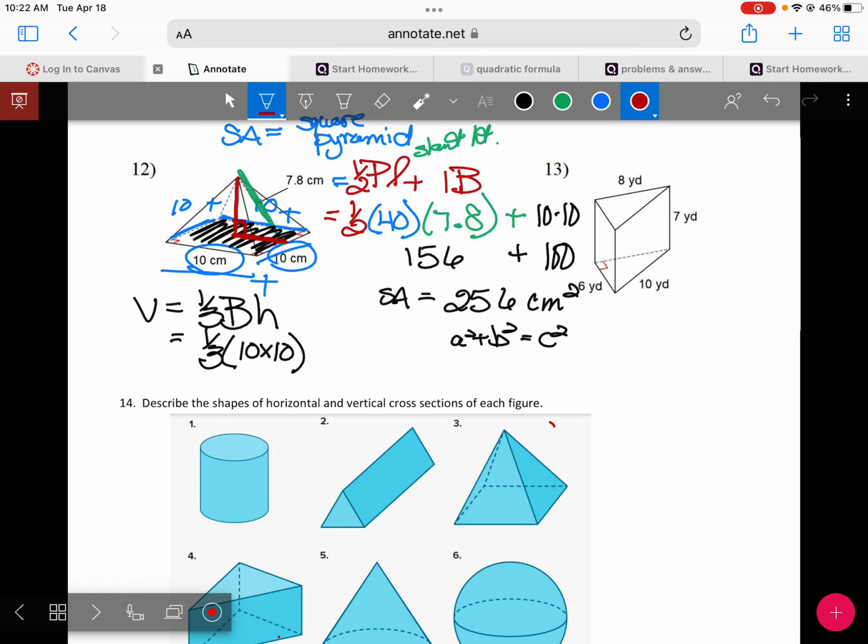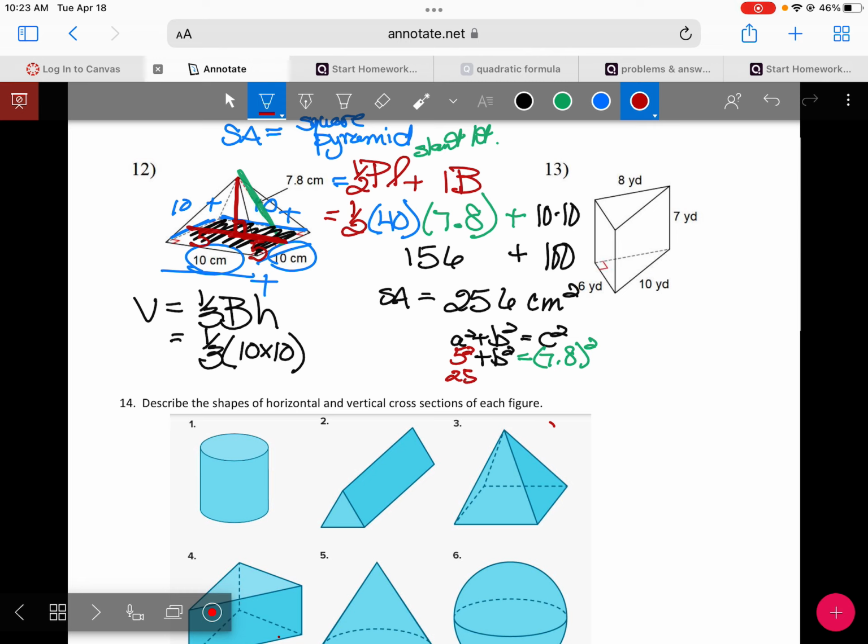If I go from the center of the square out to the edge, that is not the whole distance across. It should be half, which is 5. So my A is going to be 5. My B is what I don't know, that's my perpendicular height. And my C is the slant height, which is 7.8.